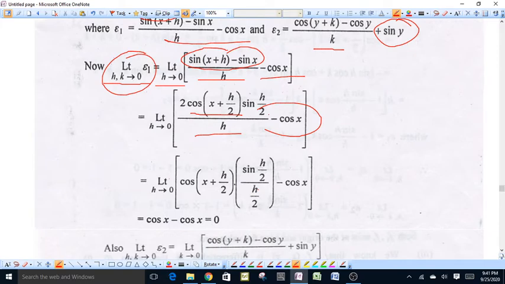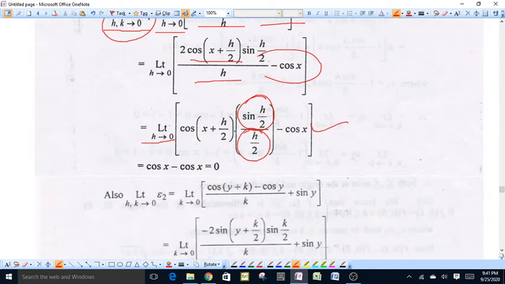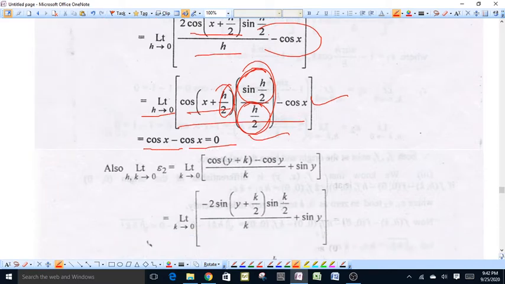This will be equal to the limit as h approaches 0 of cos((x+h)/2) into sin(h/2) upon h/2 minus cos x. By applying the limit as h approaches 0, this will be equal to cos x as h becomes 0, and the limit of sin(h/2) upon h/2 will be equal to 1. The limit of this expression will be equal to cos x minus cos x, which is 0, that is, epsilon 1 approaches 0 as h and k approach 0 independently.